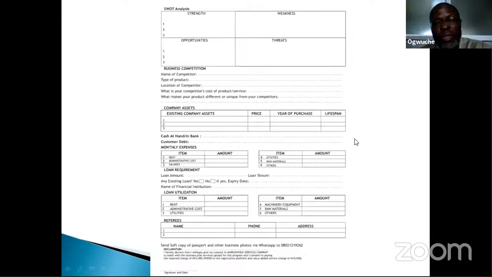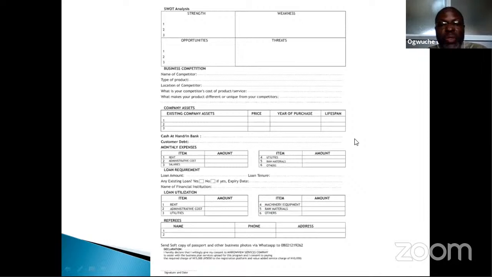Then the type of product: what kind of products are they producing? Of course, basically the same type of product that you also want to go into and produce. If it's poultry, of course, it's eggs and then birds, live birds or processed birds. These are the types of products. Location of competitor. The location, of course, could be within the same kind of environment as yourself. If you're in FCT, of course, competitors will be those who are based in FCT. If you're in Bwari or Kuje or one of those places, they will basically be the people in that same location as yourself.